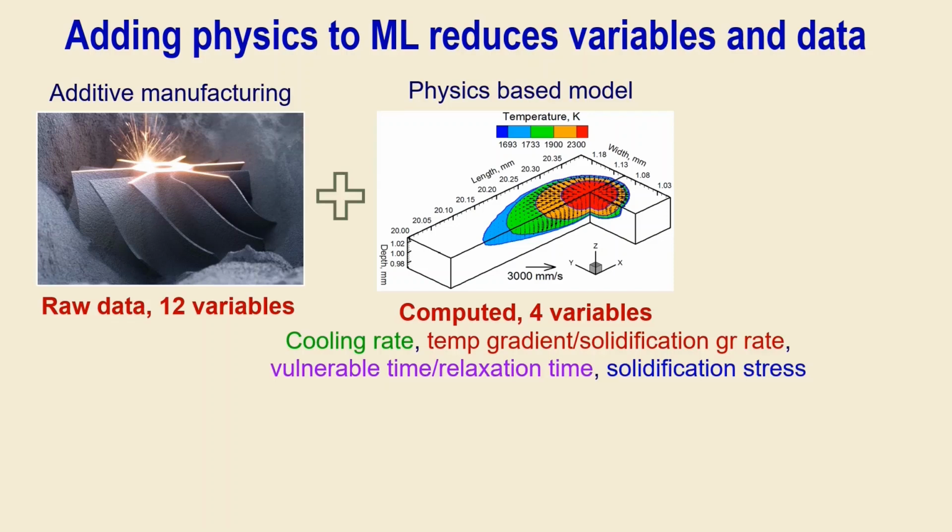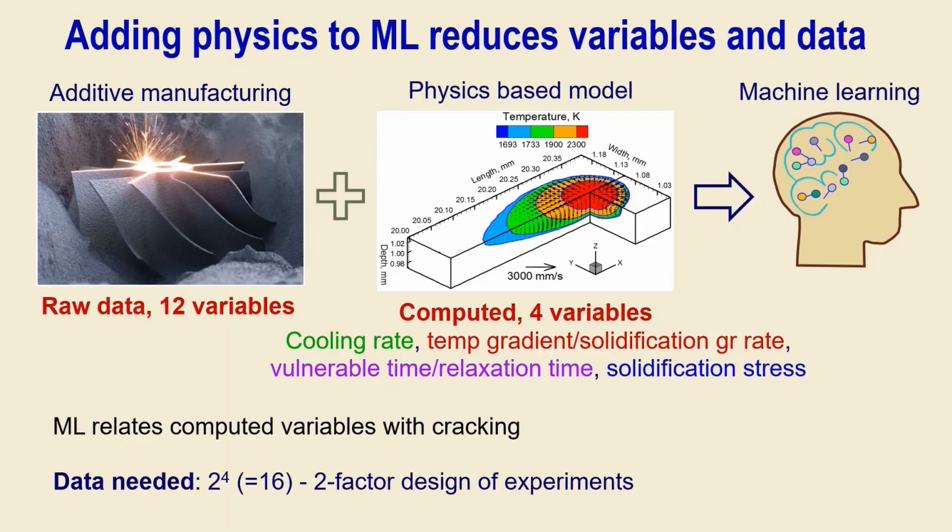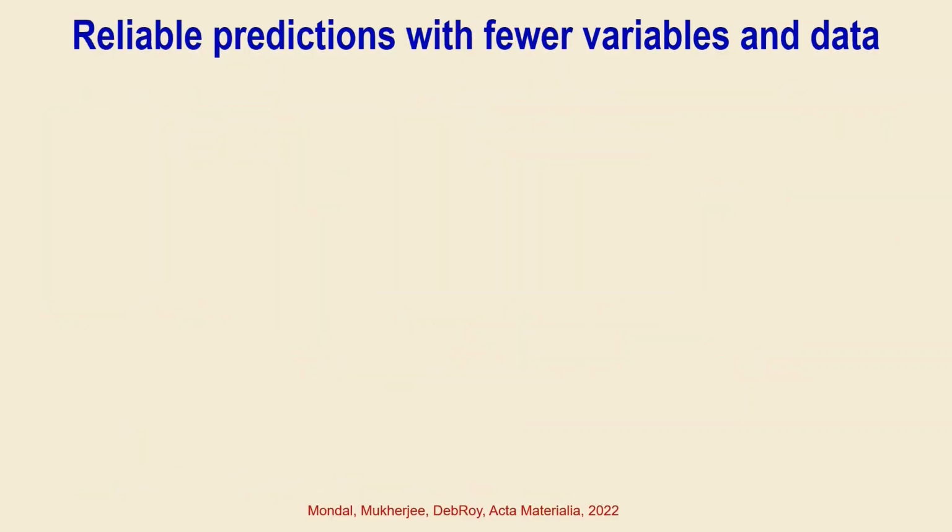These 4 computed variables, along with available data of crack formation, are then used to train a machine learning algorithm to predict cracking susceptibility with exceptional accuracy. Unlike the 12 variables, these 4 variables just need 16 experiments to generate the necessary dataset. But of course, we can generate more than the minimum required data. With the required data using the 4 computed variables, we are one step closer to solving the cracking problem.